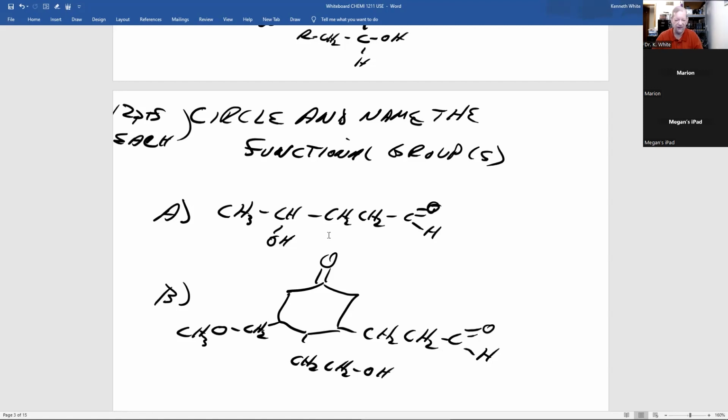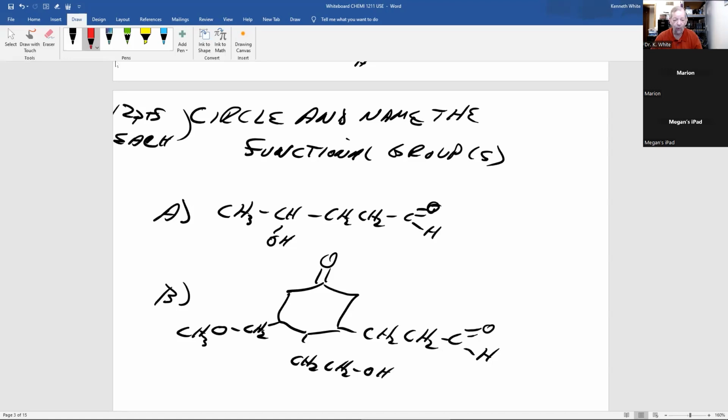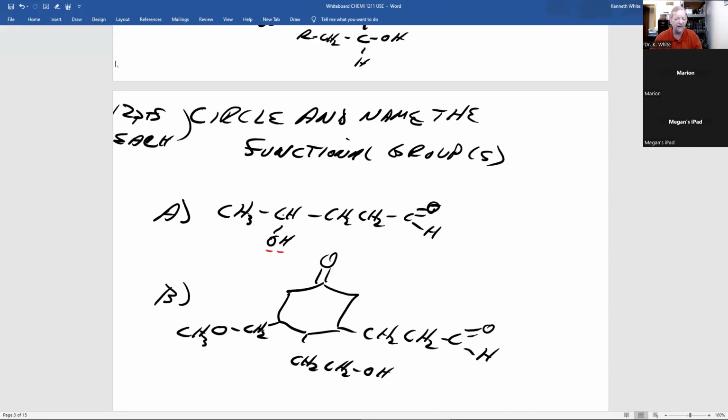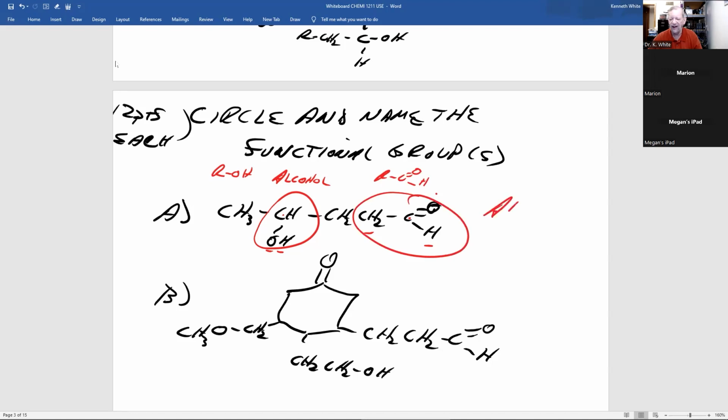Everybody's finished. My turn. We look at A. Oxygen with a hydrogen and a carbon. You don't have to do this, but I'll write it down like this. What is this? An alcohol. Oh, wait, here's another oxygen, double bonded to a carbon with a hydrogen and carbons. Again, you don't have to write what I'm writing now, but what is this? It's an aldehyde.